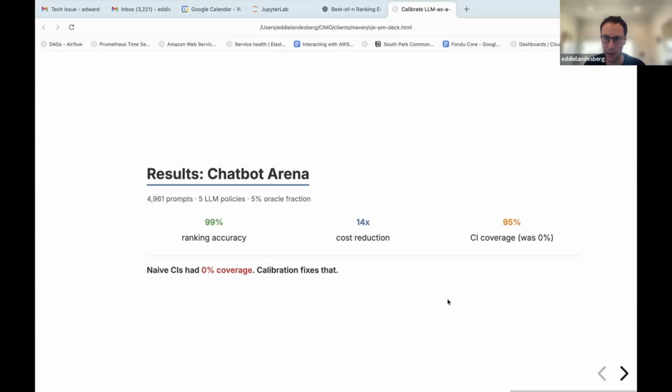And basically what we saw is that we were able to reduce cost and get effectively the same quality of evaluation, 99% of the ranking accuracy in choosing the best policy, by using the GPT Nano model for 100% of the examples and reserving the expensive reasoning model for just 5% of the examples.